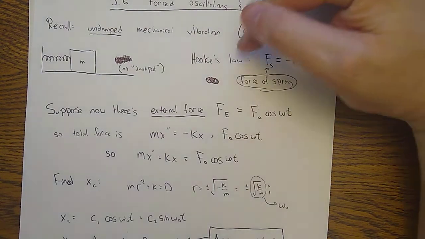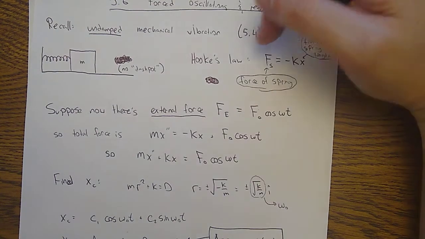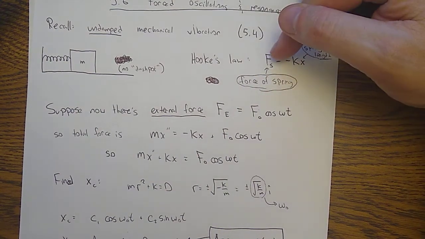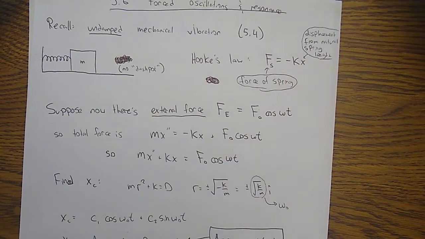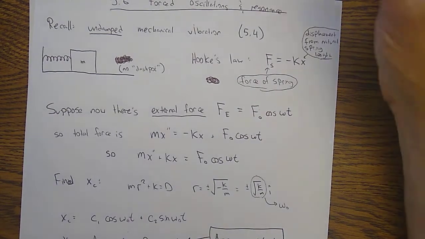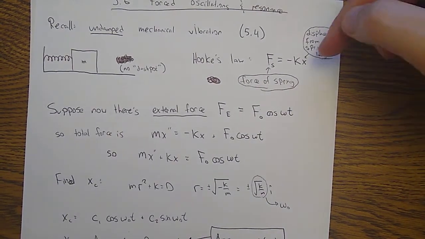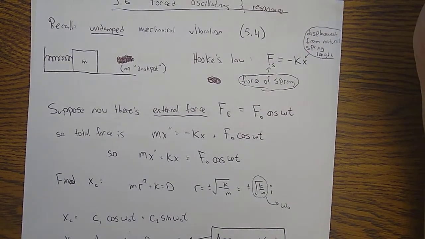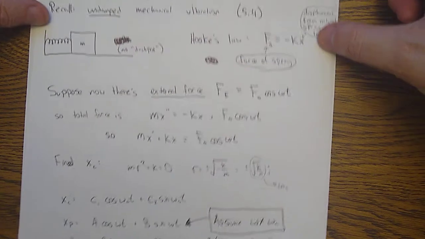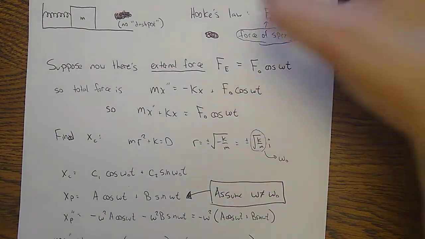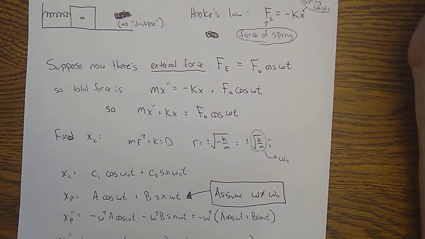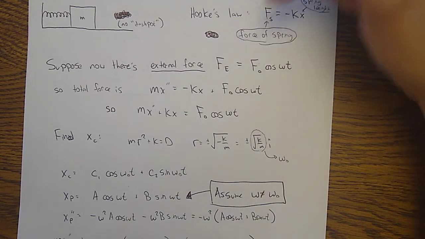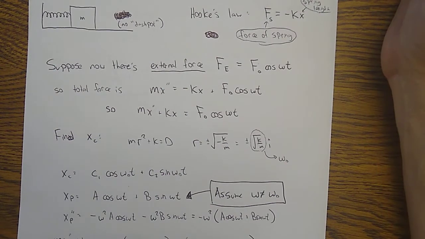So recall Hooke's law about a spring, which is the force exerted by the spring is negative k times x. Of course, x is the displacement from the natural spring length. Like if nothing was pushing or pulling on the spring, it would be however long it is. And x is the difference between its current length and its natural length. Now, when we were in section 5.4, there was no external force. And now we're going to say that there is an external force. That's why this is called forced oscillations.